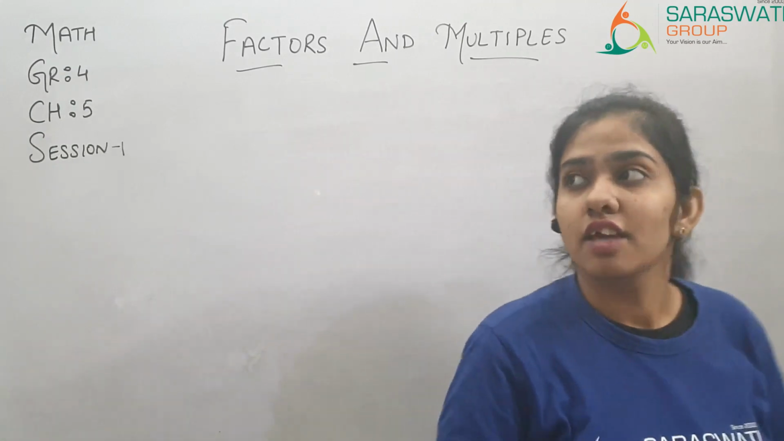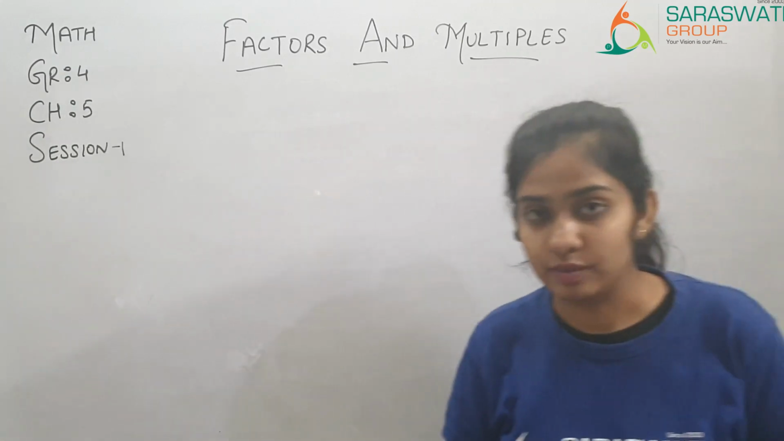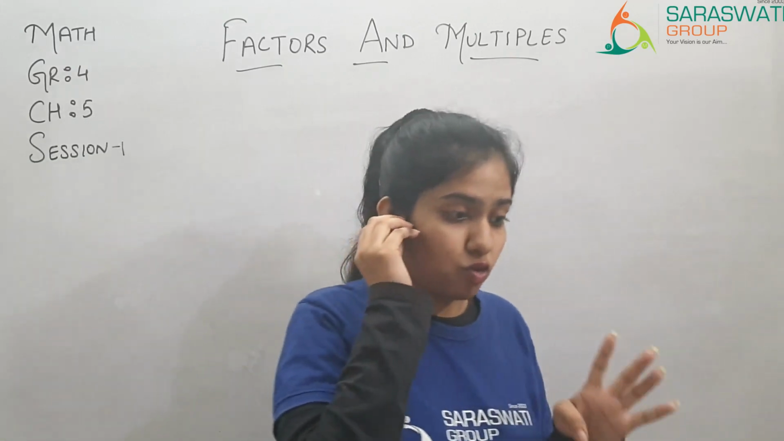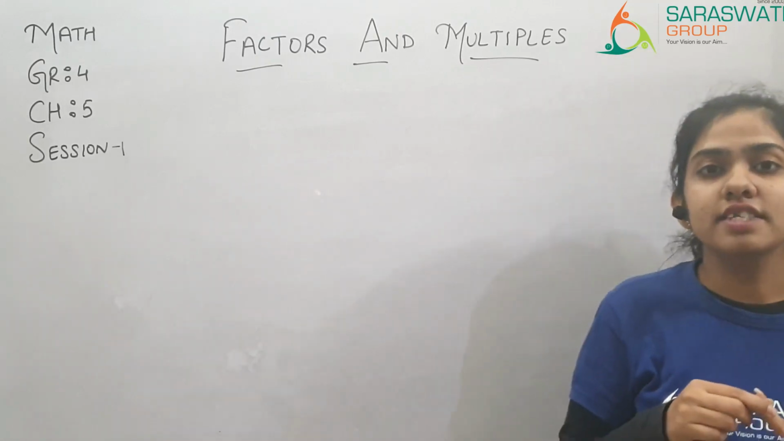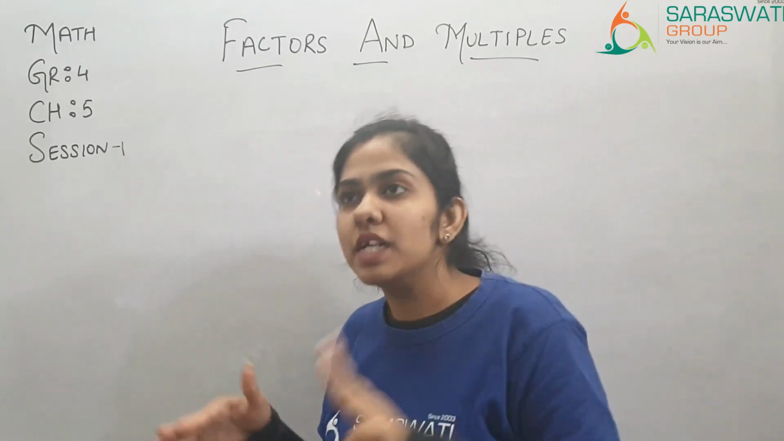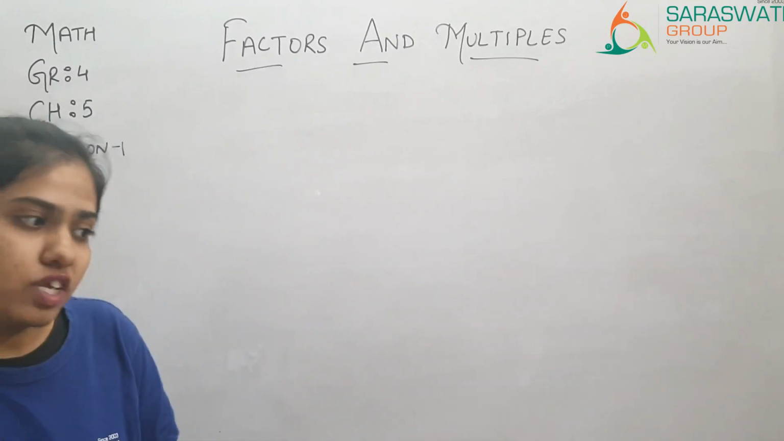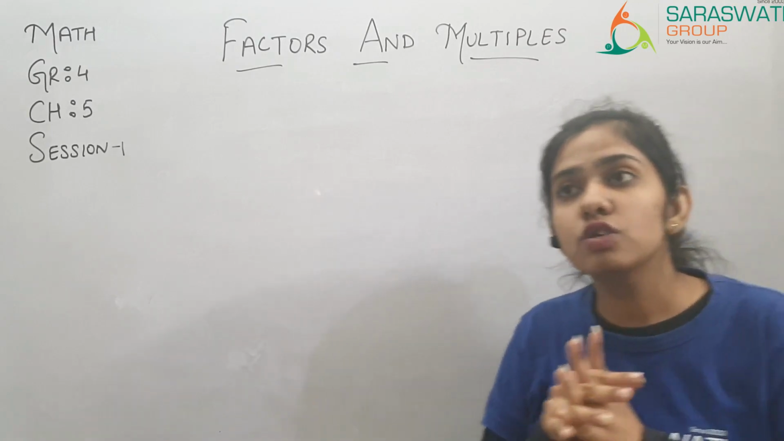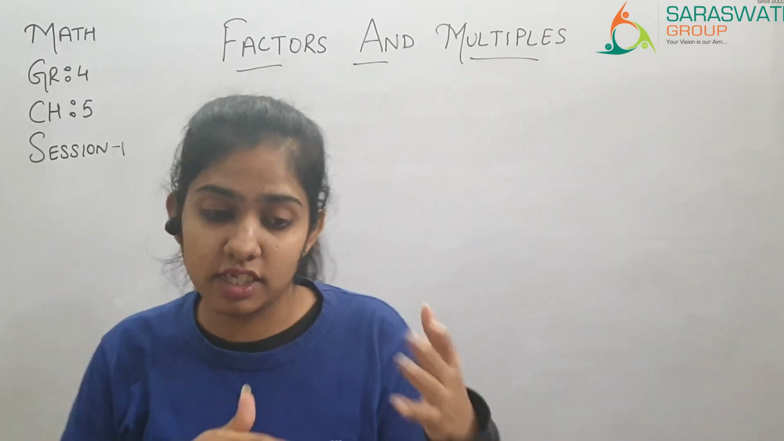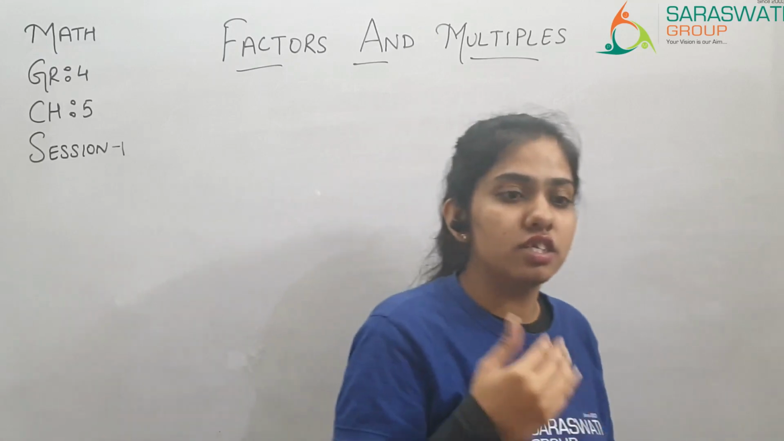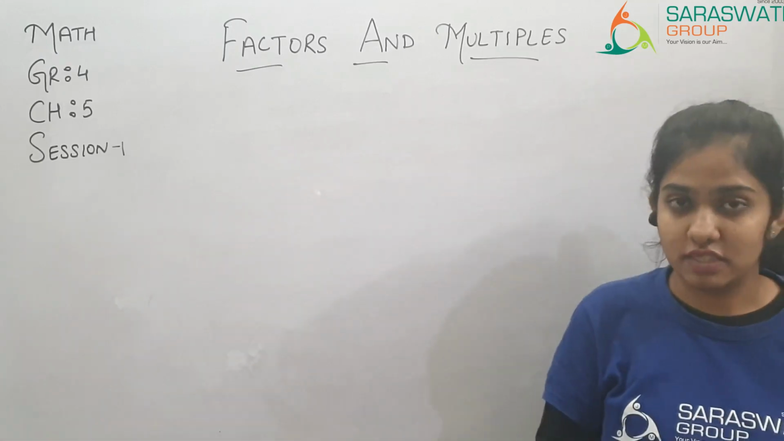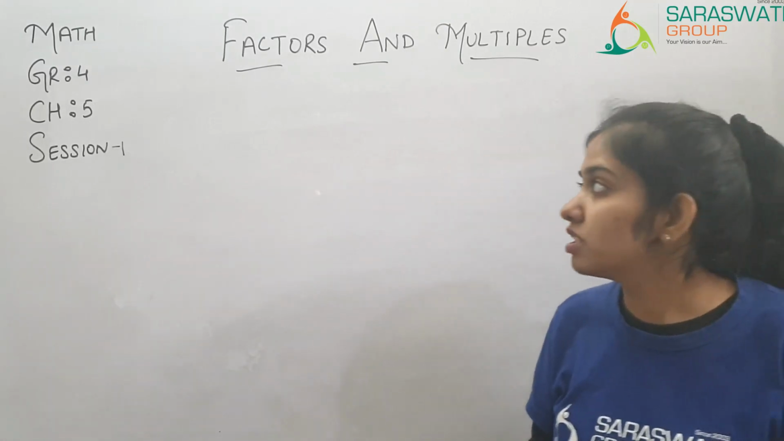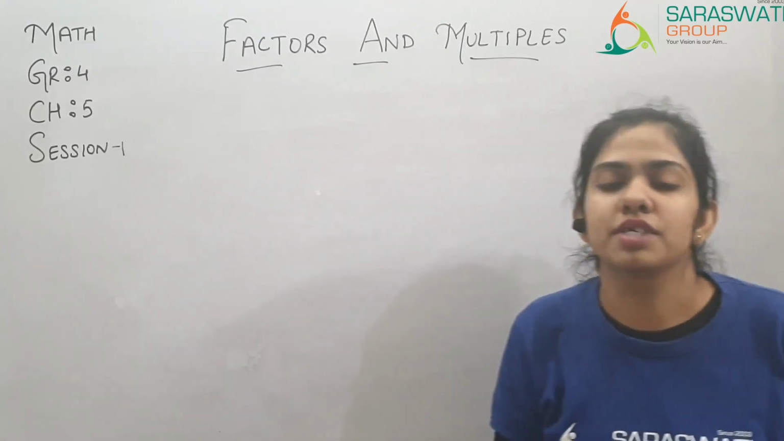Today we are going to start a new chapter, that is factors and multiples. We have already completed our 4 chapters: numbers, addition and subtraction, multiplication and division. We know the concepts of all these chapters, and we also know the facts related to addition, subtraction, division and multiplication. So now we are going to start a new chapter, chapter number 5, factors and multiples.